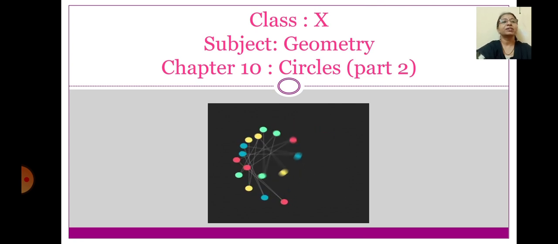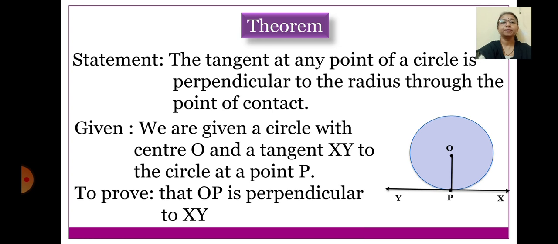So let us begin with the very important theorem related to the radius and the tangent to the circle. Before starting, let me revise once again what a tangent to the circle is. It is a line in the plane of the circle which intersects the circle at only one point, right? So let us see the statement of this theorem. The tangent at any point of a circle is perpendicular to the radius through the point of contact.